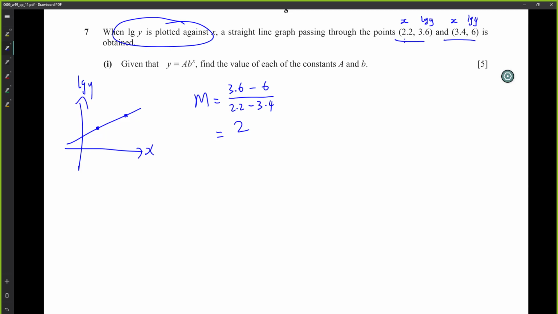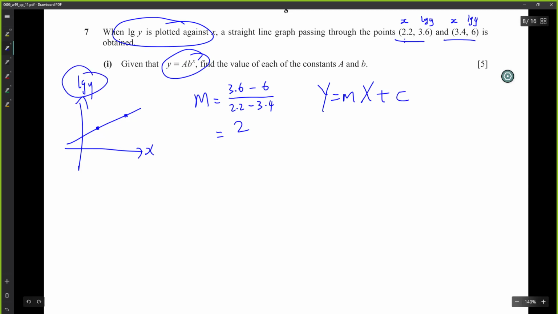Okay, why do I want to find a gradient? Because before I do this, I need to form my y equals mx plus c, because it is a straight line, isn't it? So my y over here is according to my vertical axis, log y. My m is just found, is 2. My x right now is just x plus c. Okay, so I need to form this equation first before I can get the final equation.